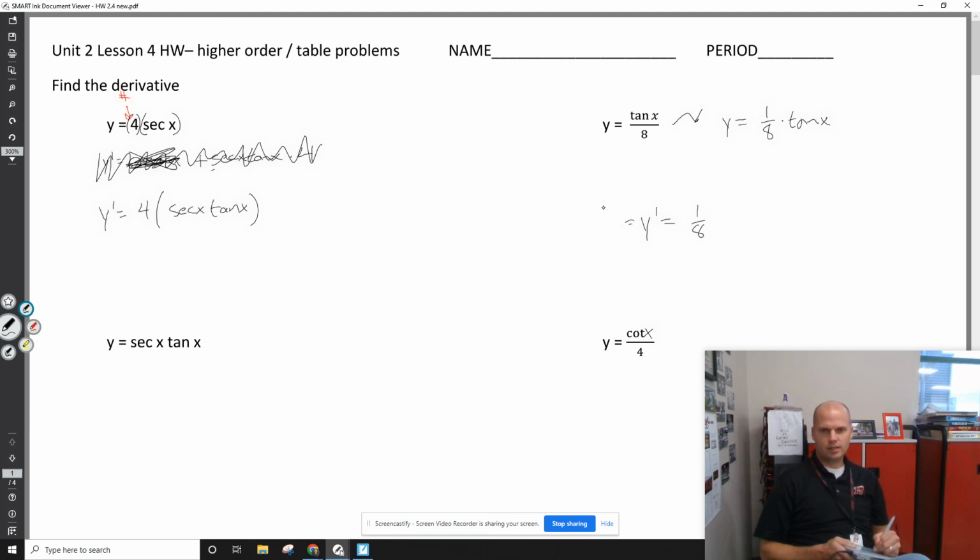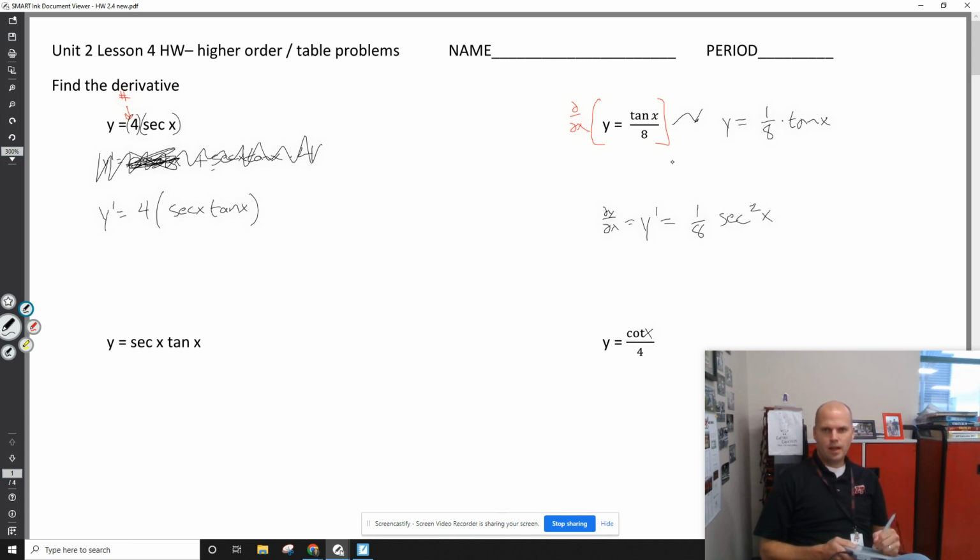Also, don't forget that this also means dy dx because I'm taking the derivative. That's just d dx. When you take the derivative of y, you can write it as y prime, or you can think about multiplying and you get dy dx. Leave the constant, multiply by the derivative of tangent, which is secant squared.